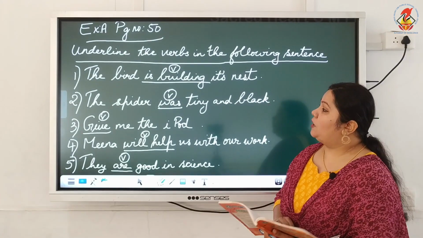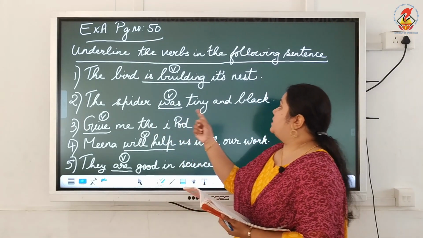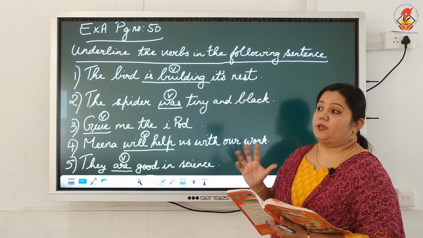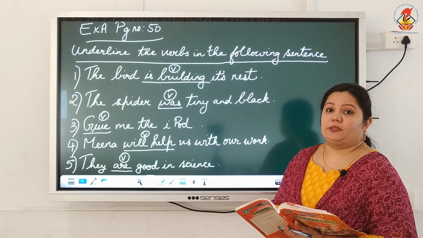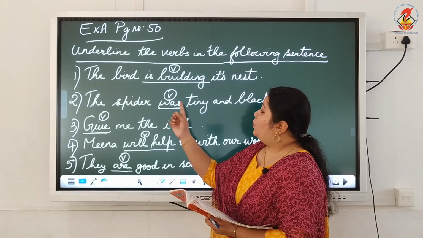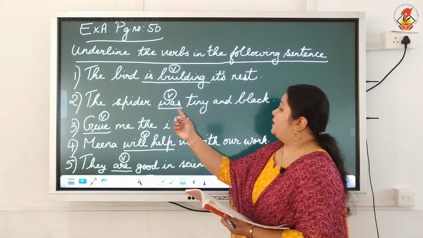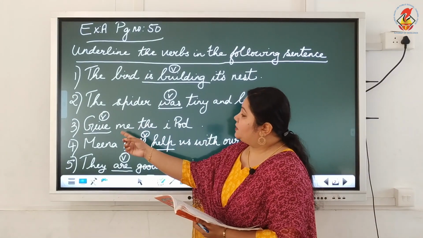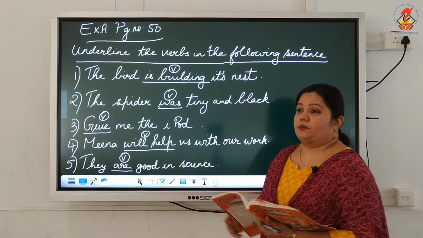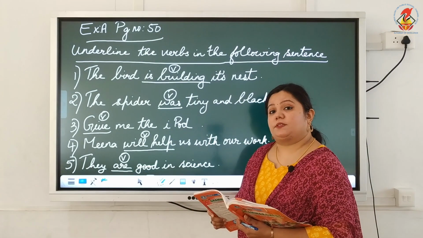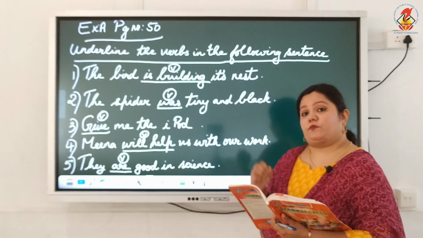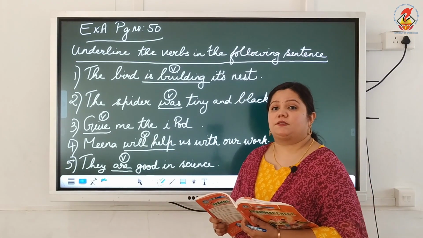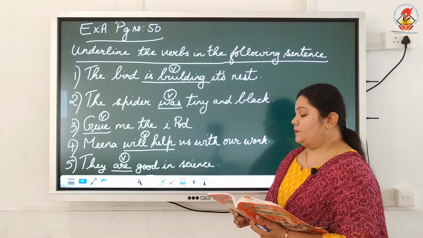Okay. Now the second one, the spider was tiny and black. Okay, it describes a spider. Okay, and here was is taken as a verb, so we have to underline the verb was. Similarly, the third one, give me the iPod. Now here, which is a verb in the third sentence? Yes, the action of giving. So give is taken as a verb in the third sentence, give me the iPod.